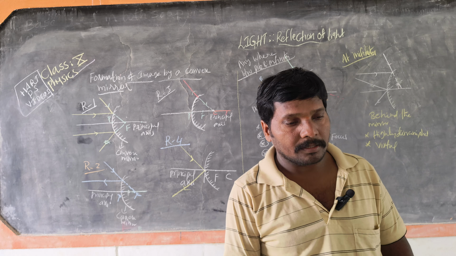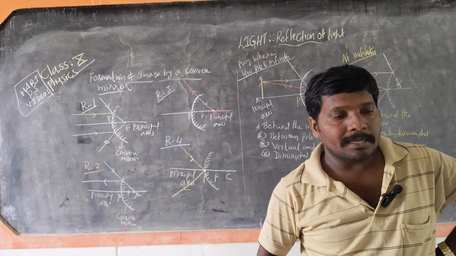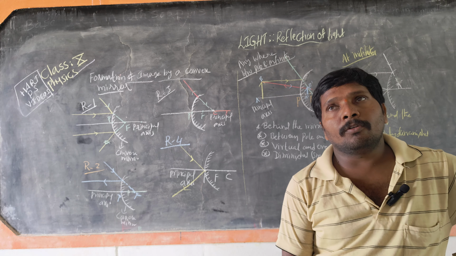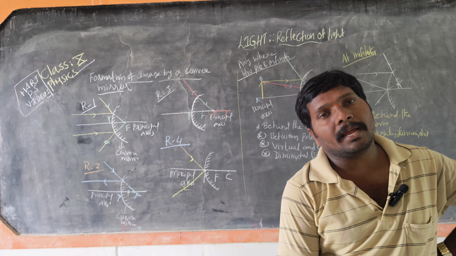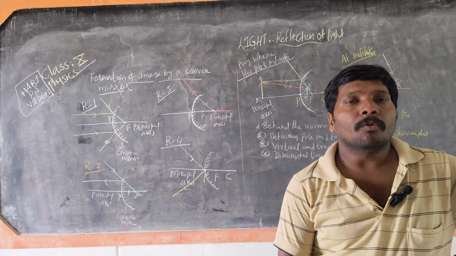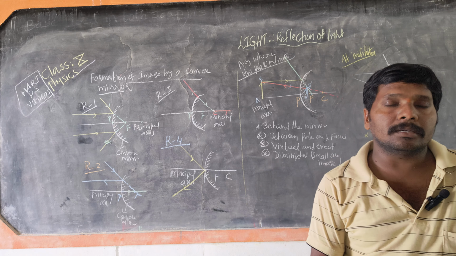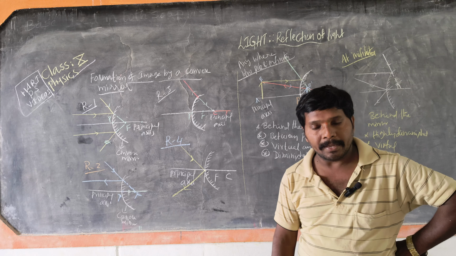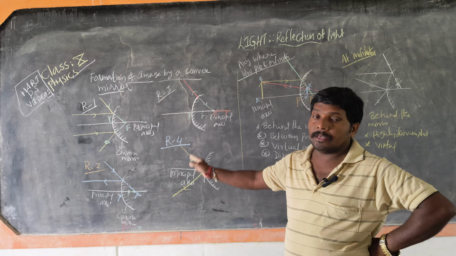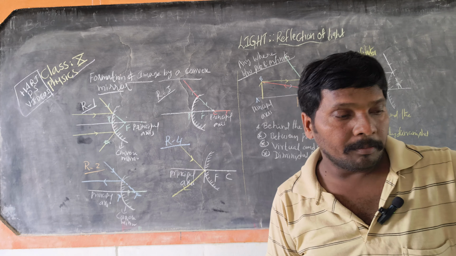We cannot use a concave mirror as a rear view mirror in motor vehicles, because a concave mirror mostly forms real and inverted images, whereas the convex mirror forms only virtual and erect images. So the uses of convex mirror are easy to understand. This is the topic of how the image is formed by a convex mirror.